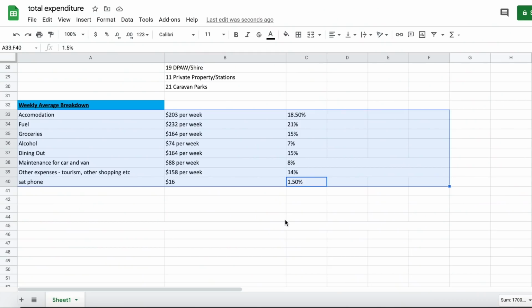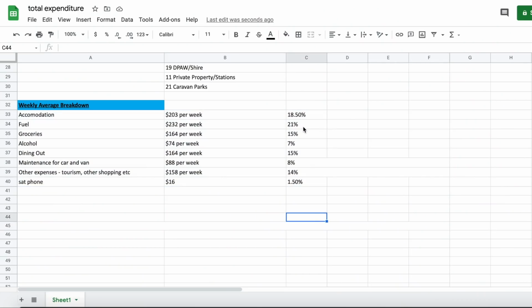So if you look at this breakdown now, we've put in the percentage of our total spend. Your biggest cost is fuel at 21%, and then accommodation at 18.5%. So 40% of the total weekly cost was accommodation and fuel. And then groceries, dining and other. Like I said, I'll provide links to these two spreadsheets for you to have a look at in the description below.